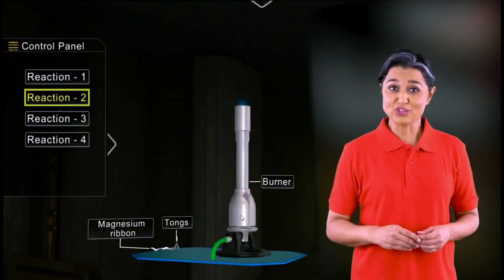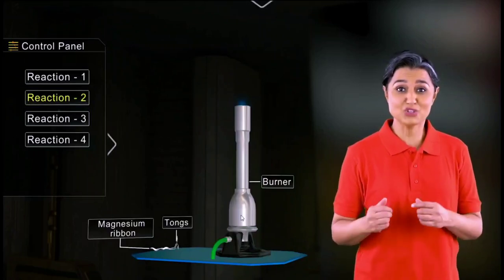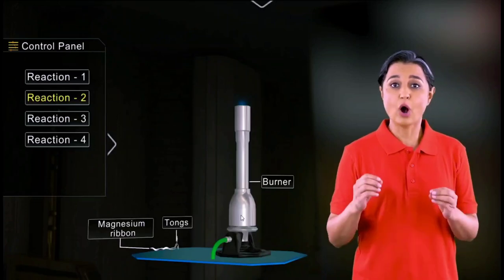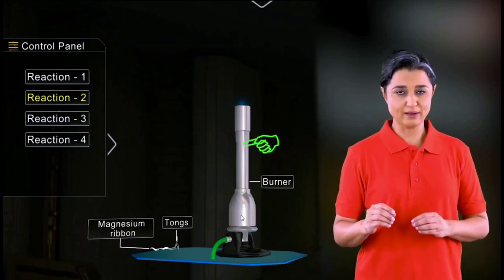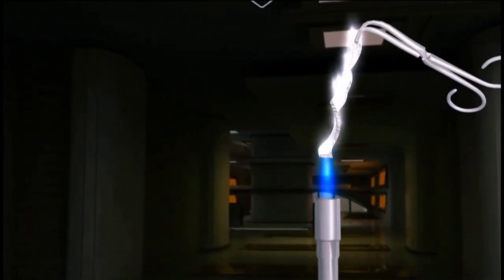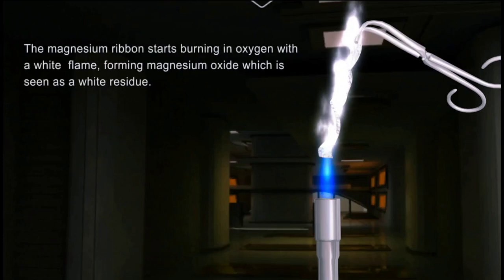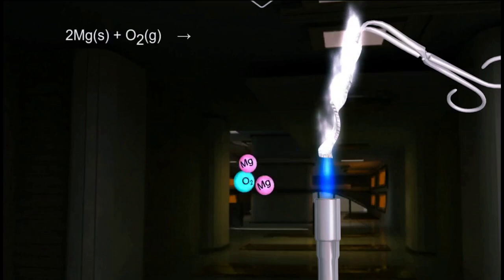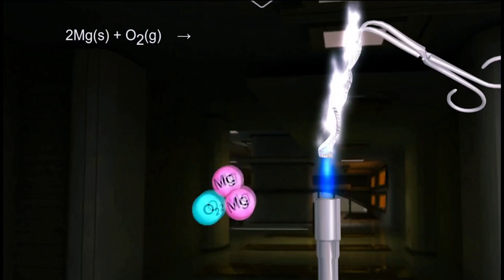The second reaction involves burning of magnesium in the air. The experimental setup consists of a magnesium ribbon, burner, and tongs. The burner is lighted to heat the magnesium ribbon. The magnesium ribbon starts burning in oxygen with a white flame, forming magnesium oxide, which is seen as a white residue. In other words, magnesium combines with oxygen of the air to form magnesium oxide.